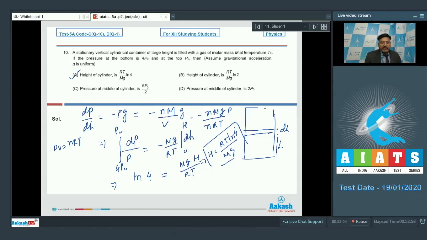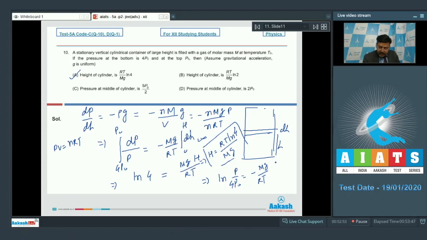Now to find pressure at middle of cylinder, we can use the value of H that we have got and integrate with different limits. We can perform integration, but we shall change the limits. We have to put upper limit as h by 2 and here pressure is P. So we shall get then ln P by 4 P0 is equal to minus mg by RT, and we have to put H by 2 because we have to find pressure at the middle of the container. So small h there is H by 2.